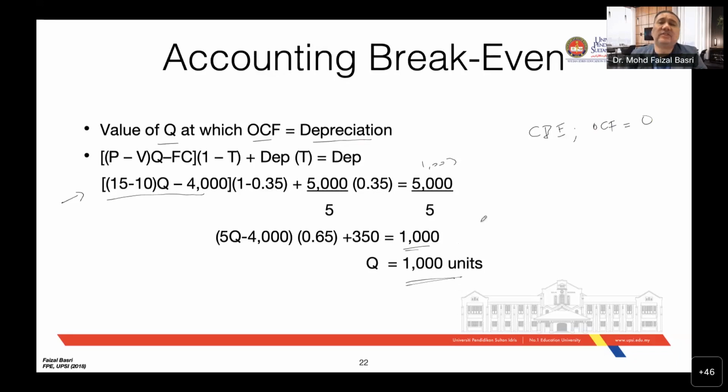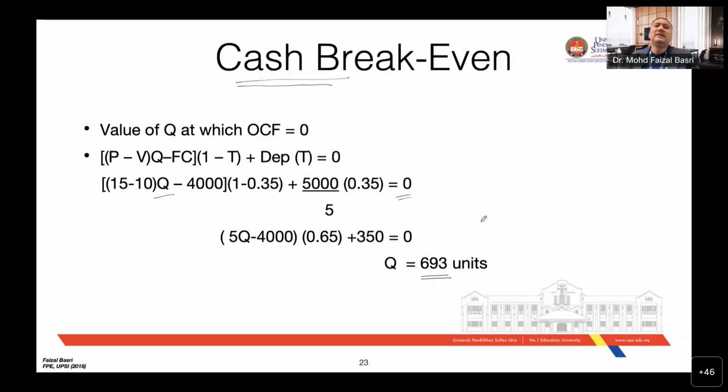So kalau nak achieve accounting break-even, they need to sell 1,000 units. But to achieve cash break-even, they just need to sell 693 units only. So it depends on the company lah, whether to use accounting break-even or cash break-even. Depends on the company's policy.